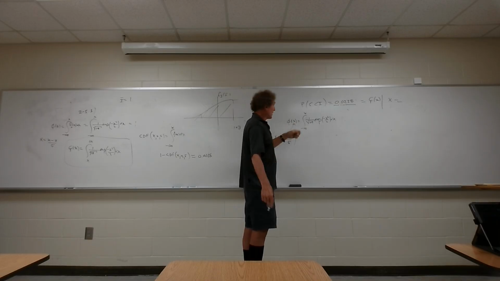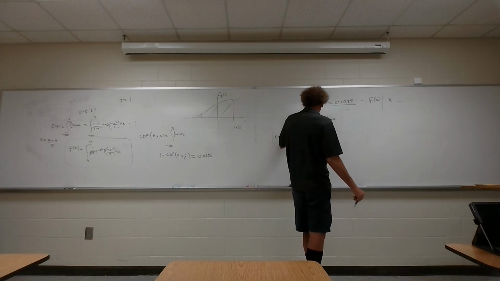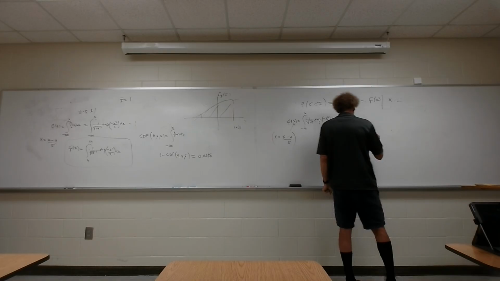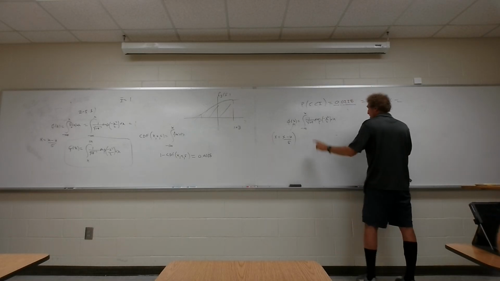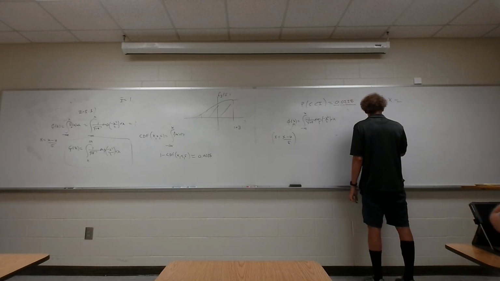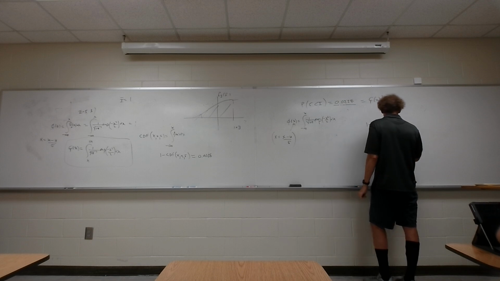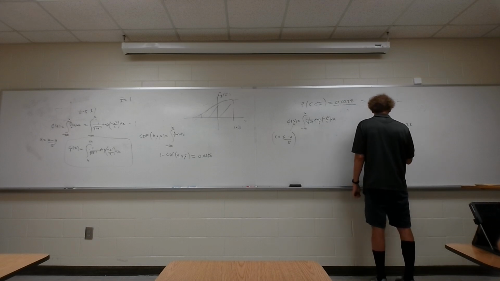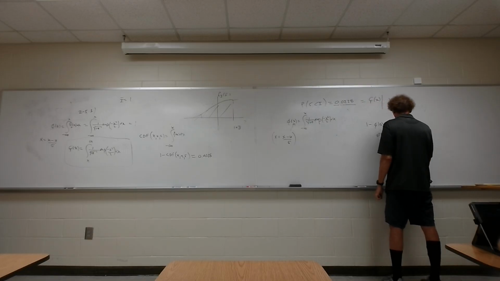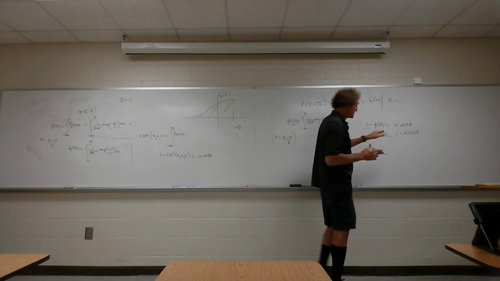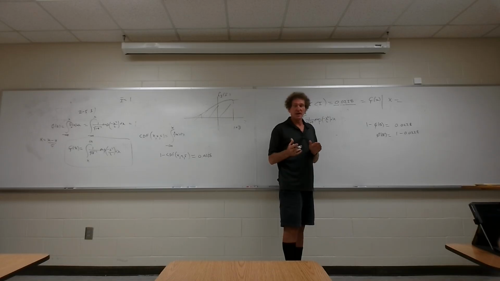Following? Now, for this one, we know 1 minus this value, phi of x, is going to be equal to 0.0228, which means phi of x is equal to 1 minus 0.0228. I'm just getting it down to the normalized form here, and I want you to make sure you use your calculator to do this.